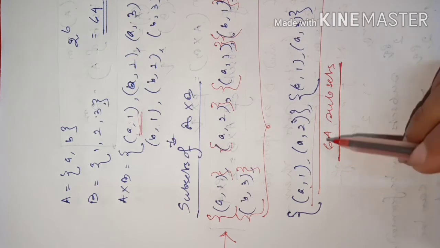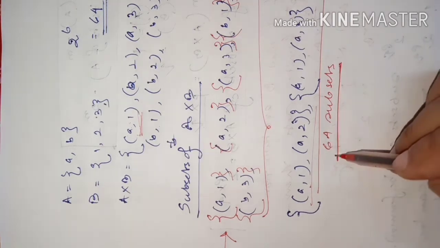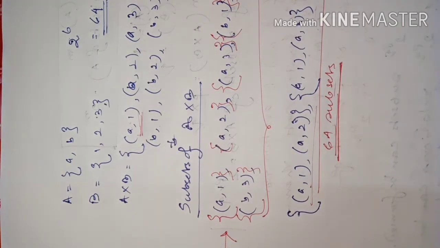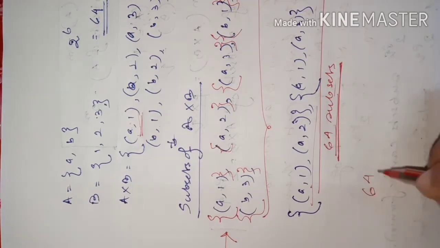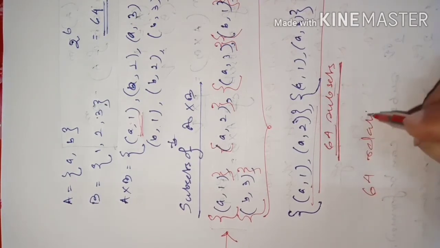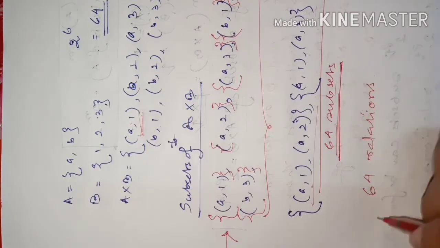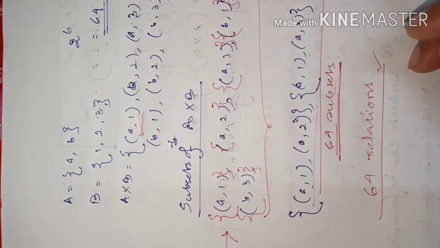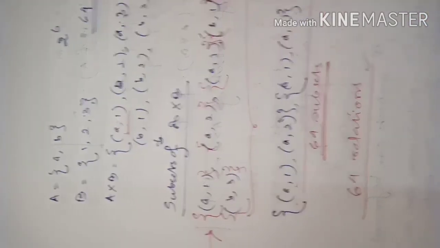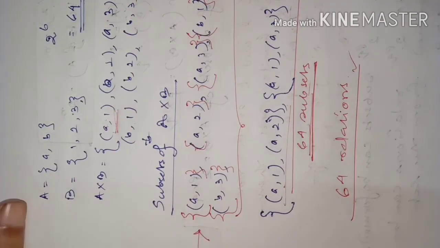So that is what we are saying, that there will be 64 subsets. That is, 64 relations will be there, because every subset is a relation. Every subset of the Cartesian product of A and B is a relation.